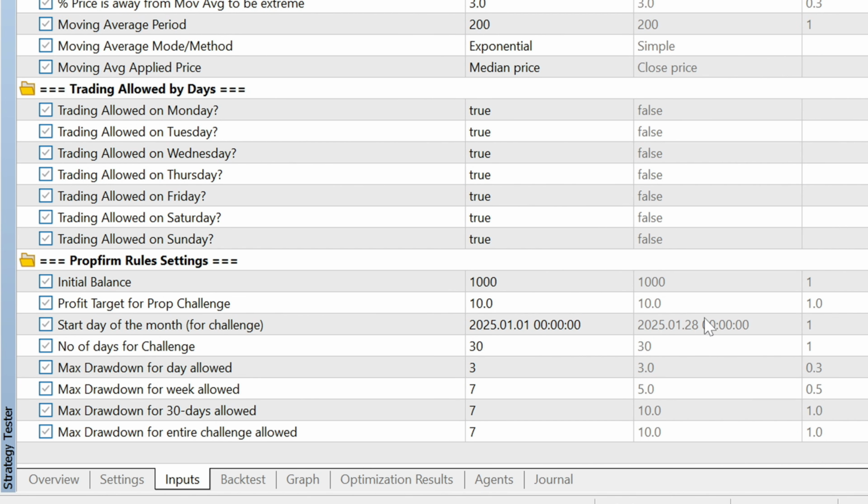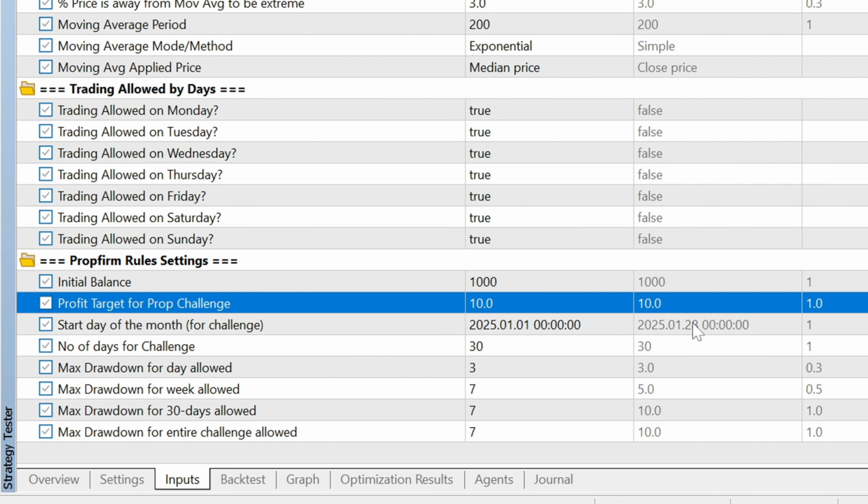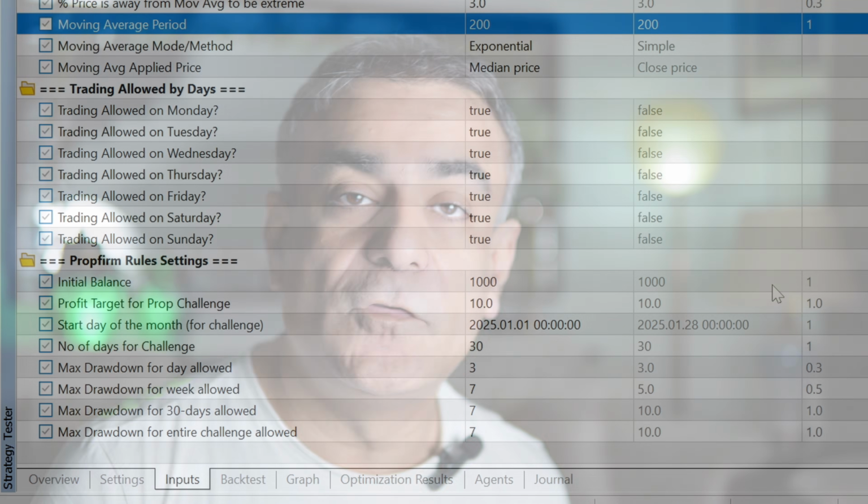And lastly, the Propfirm settings. So what's the initial balance when you start the challenge? Because if you turn off the EA in the middle and then reapply it, the EA doesn't know where you started. What is the profit target? So the EA stops when it has reached that profit so as not to lose anything after that. Then what's the start date of the challenge? Because we need that to calculate the 7-day drawdown, the month drawdown, etc. And if you started the challenge in the middle of the month, the EA needs to know that.